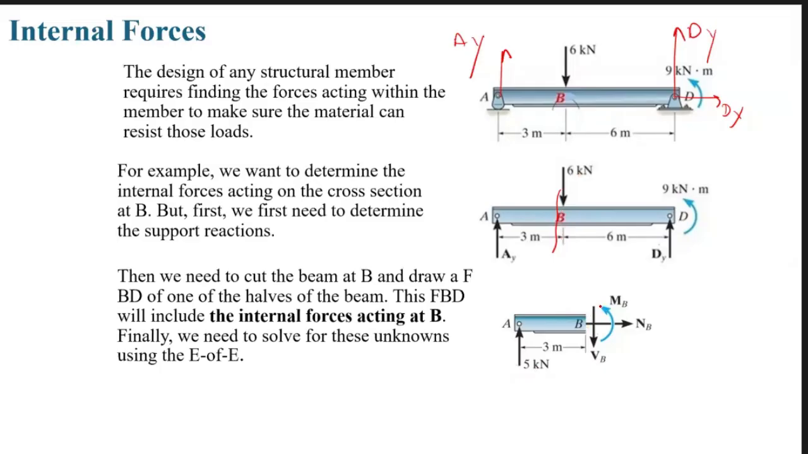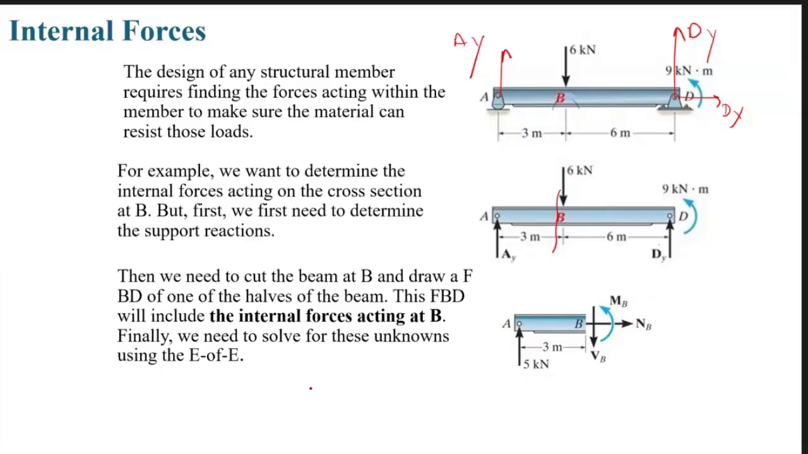And we have the directions that we consider as conventional directions. If we consider the left side, V should be downward to be positive. NB should always be outside of the cross section, as a tensile force, to be considered positive, and MB for the left side should be counterclockwise to be considered positive.